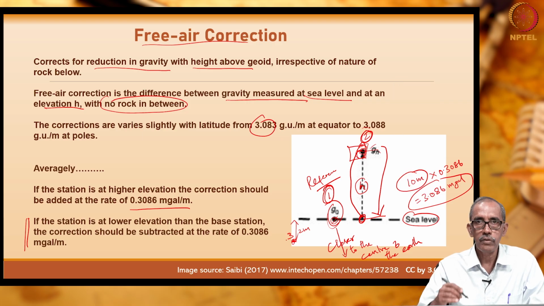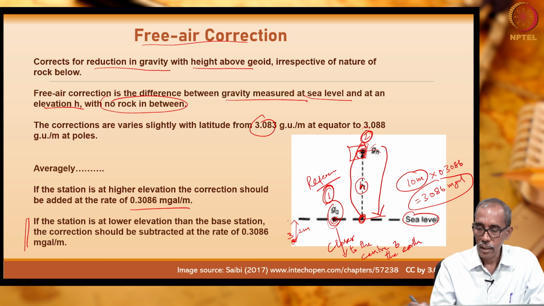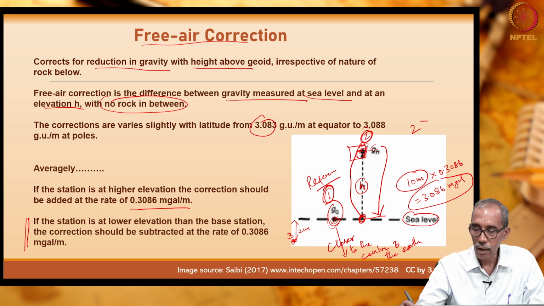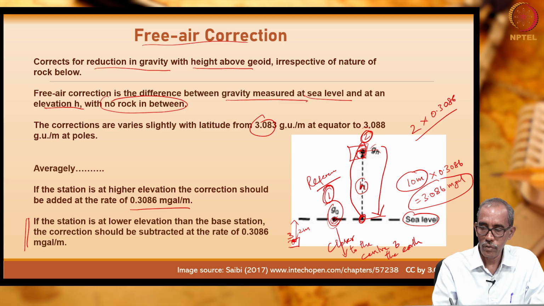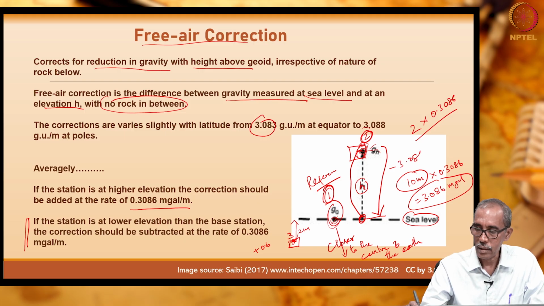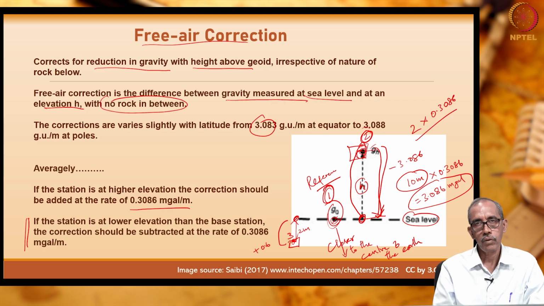Now, here the value which we have measured would have been slightly higher because it is much closer. Hence, we have to add, how much do we have to add? 2 times 0.3086, approximately, let us say 0.6. For the value which we have measured, we will add 0.6. For this value, you will subtract 3.086, so that this value is brought down here. When you add, this station is brought to the same level. This is what is known as free air correction.